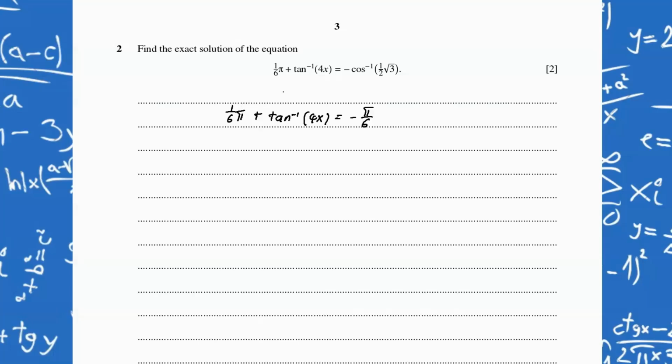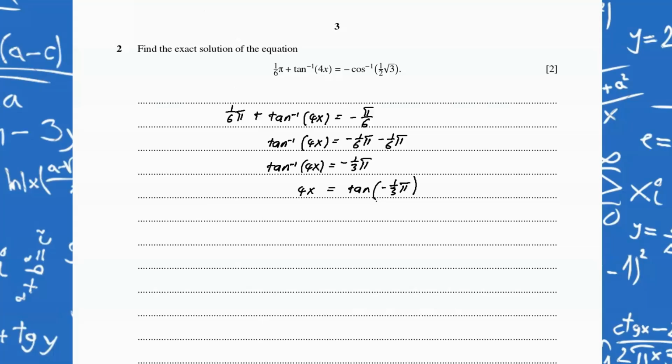And if we take a sixth pi to the right-hand side, arctan of 4x is equal to minus pi over 6, and the sixth pi, when it crosses over, becomes minus a sixth pi again. So arctan of 4x is equal to minus a sixth pi minus a sixth pi, which is minus a third pi. Right, so to get 4x, we can get that by saying tan of minus a third pi.